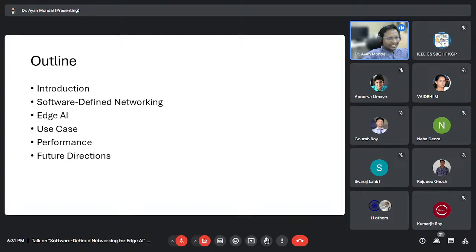So that's it. This is the outline, and here's what I've planned. I'll talk about some introduction, then I'll give you some basics about software defined networking if you are not familiar with it. Then we'll talk about edge AI and what we are looking into, some use cases that are there or people are working on. Then I'll go through the performance metrics that we look into whenever we are talking about using edge in any particular application area, and there will be some future directions that we are working on. I hope that some of you might find the topics interesting and start working on those domains. That's how the research community goes.